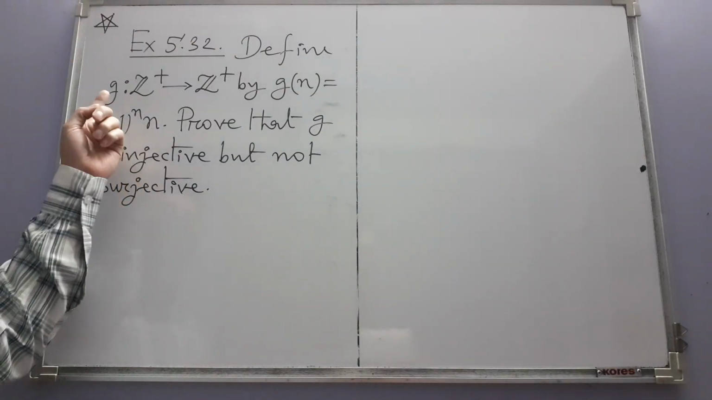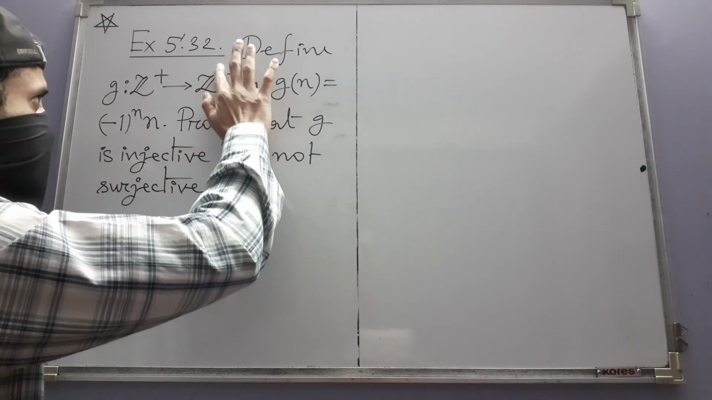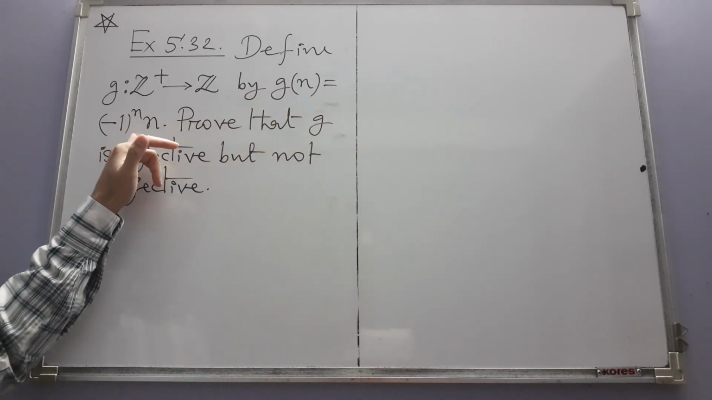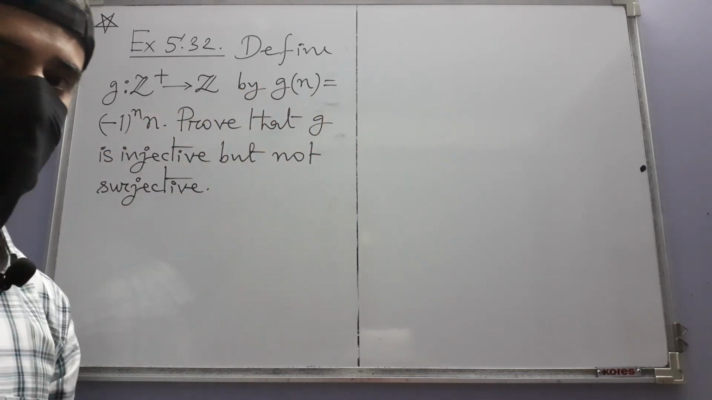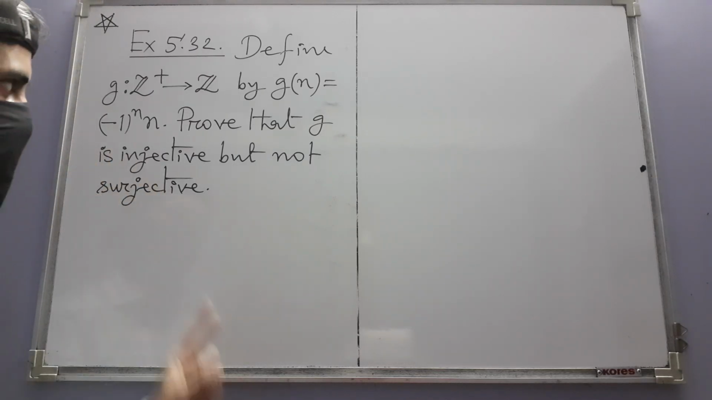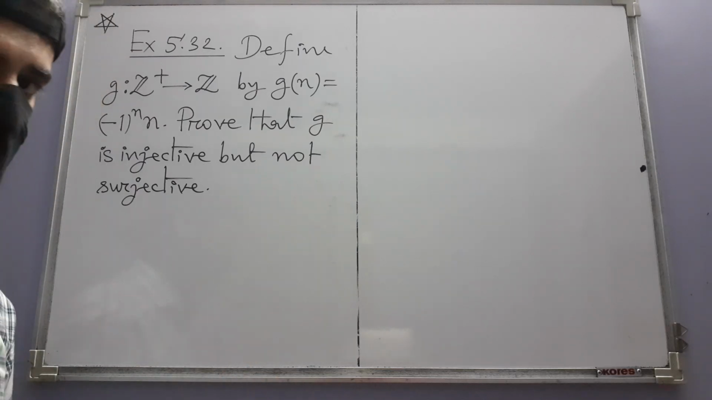Here we have a function g from z plus into, sorry, this is not z plus, this is the set of integers z, defined by g of n equal to minus 1 to the power n times n. We have to prove that g is injective but not surjective. Let's first show that g is injective.